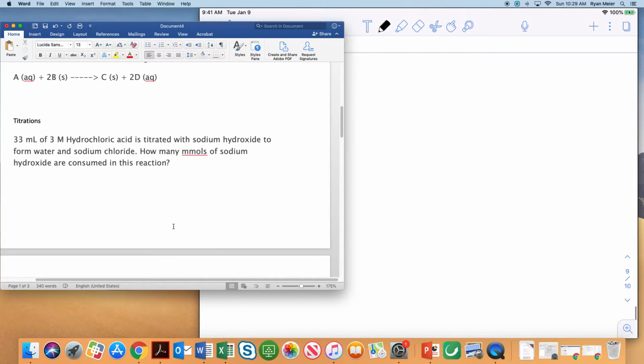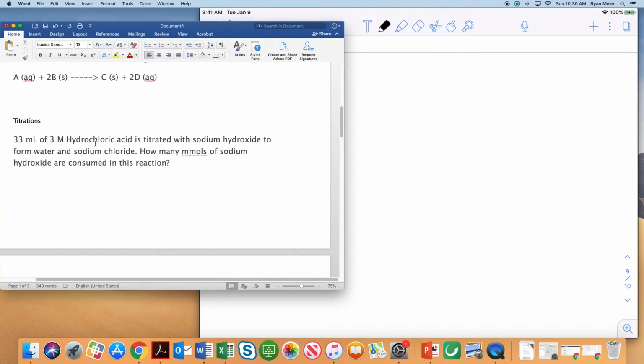For the first one, we have 33 milliliters of 3 molar hydrochloric acid titrated with sodium hydroxide to form water and sodium chloride. It asks how many millimoles of sodium hydroxide are consumed. This problem's a little bit vague in how it's being asked. I'm assuming you're talking about how many millimoles are needed to completely neutralize the HCl.